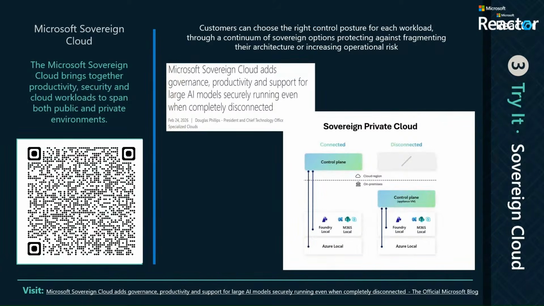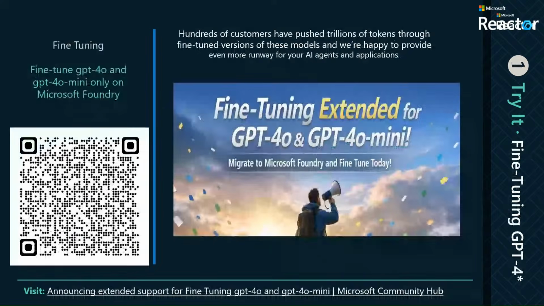Next, a big update on Sovereign Cloud. Azure's Sovereign Cloud just took a big step forward. It now supports governance, productivity tooling, and secure large AI model execution, even in fully disconnected environments. So for regulated industries like government, defense, healthcare, financial institutions, this is huge. Mission critical AI, that means meeting data locality and compliance requirements while still delivering performance and scale. So it's a major enabler for trustworthy AI in sensitive contexts.